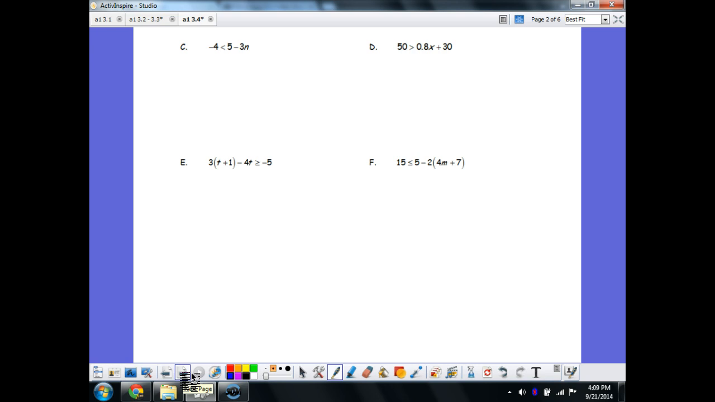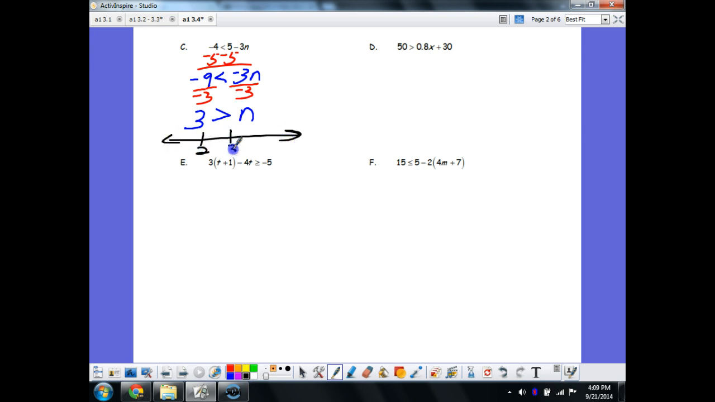In our next inequality, we are going to first subtract 5, just like we would with an equation. So we're left with negative 9 less than negative 3n. Then we divide by negative 3. Since we divide both sides by negative 3, we need to flip the inequality. Negative 9 divided by negative 3 is positive 3, and we're left with n there.